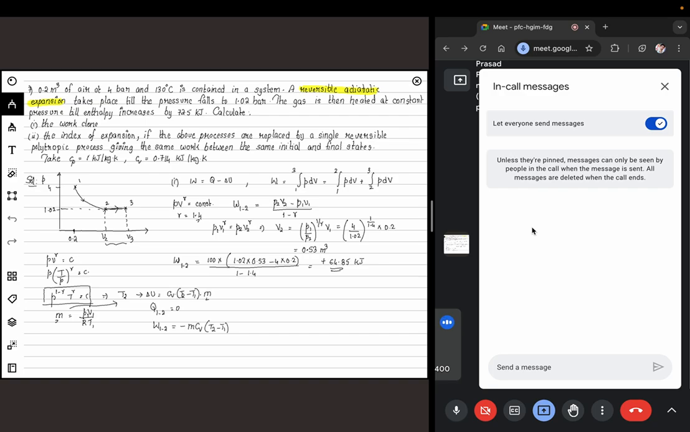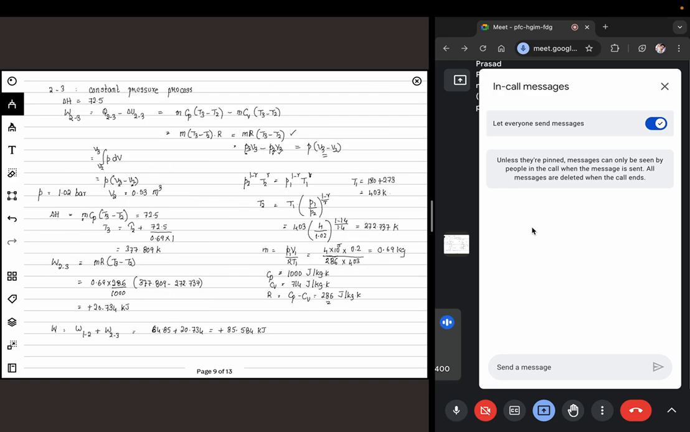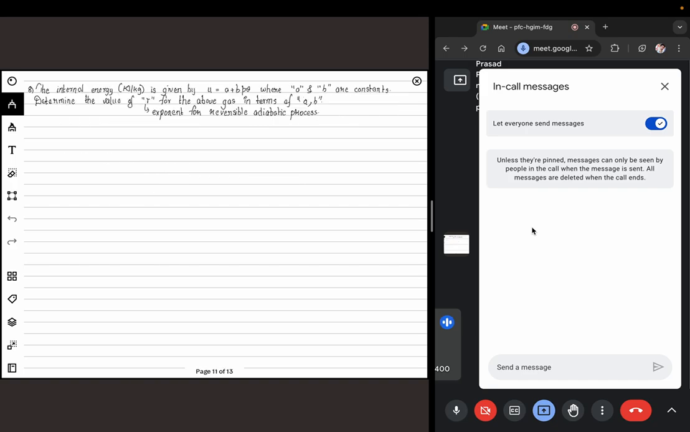Okay, I guess there are no questions. So we'll move on to the next problem. It's more of a discussion one. We have a couple more problems, and it's again more of a theoretical one.